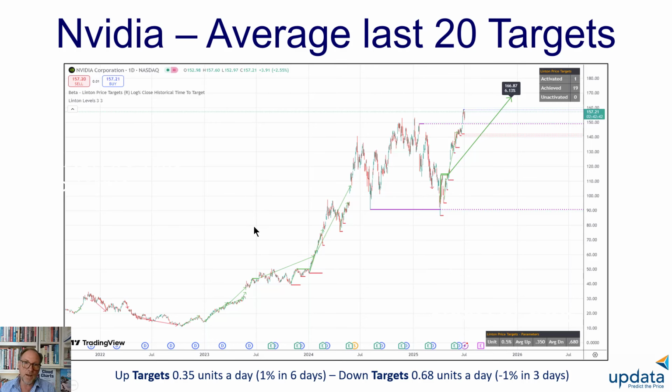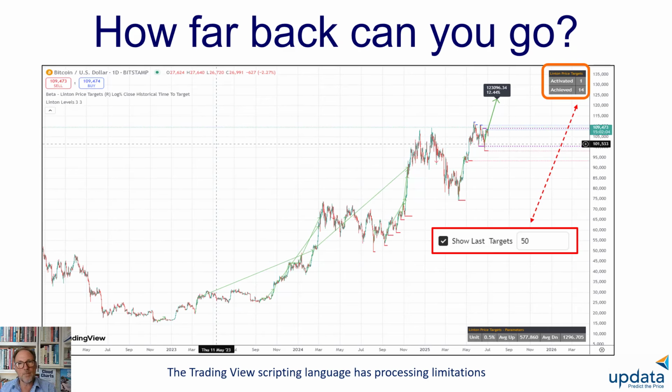Now, this is where you might say, well, I don't want to look back too far because I want to take the more recent price behavior into account. And the more I average, the more I'm averaging over a longer and longer period. How far back can you go? So the interesting thing is, I've got here 50 targets.